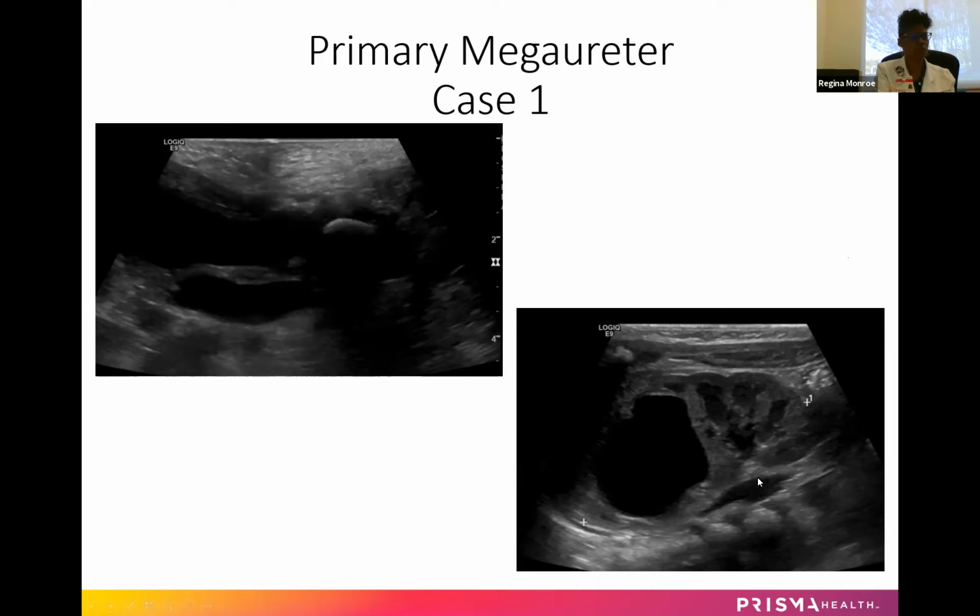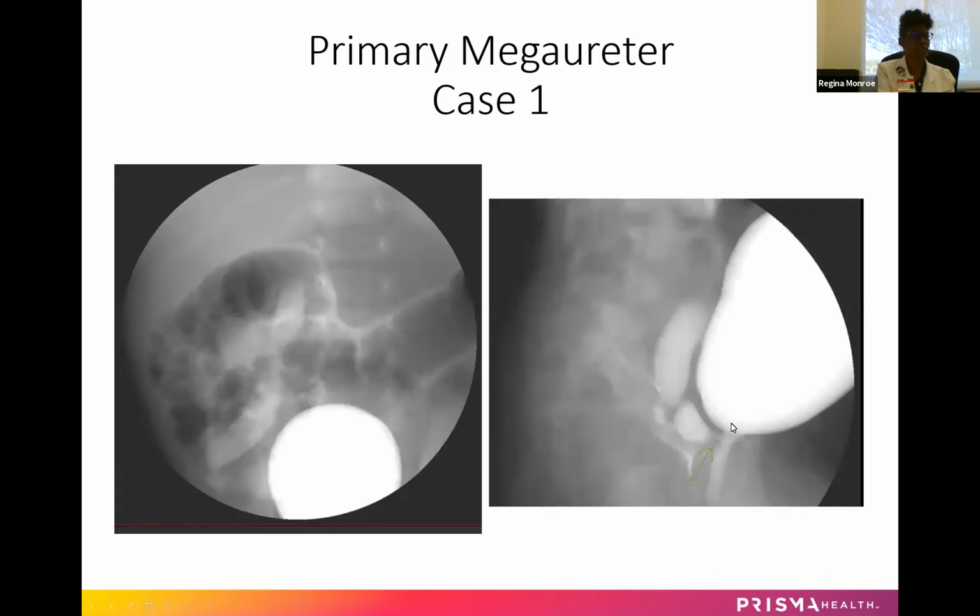And then when we move up to the renal portion of the ultrasound, we see a dilated upper pole with a dilated ureteral segment coming off of that and a more normal lower pole. The voiding cystourethrogram demonstrated a high-grade vesicoureteral reflux with a somewhat ectopic megaureter that was again refluxing.